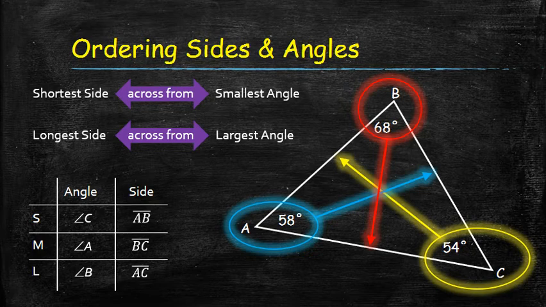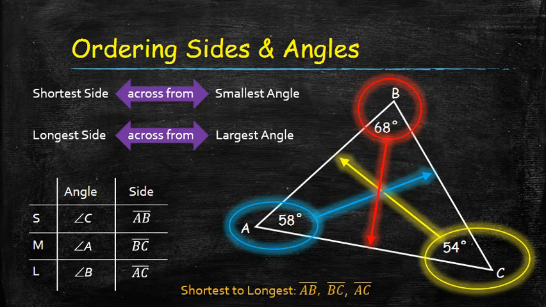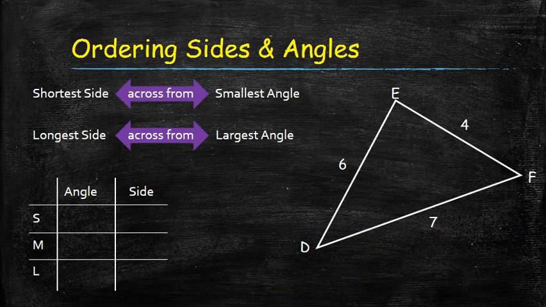We can use our chart to order our side lengths. Shortest to longest is AB, BC, then AC. What if we're given side lengths and not angles? It's still the same concept, shortest side across from smallest angle, and longest side across from largest angle.